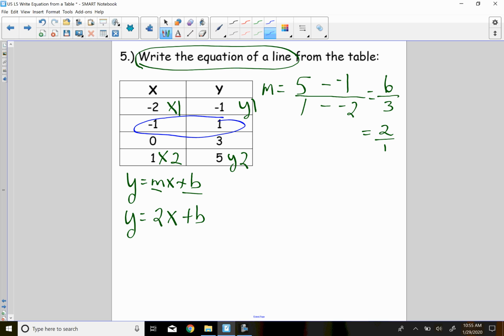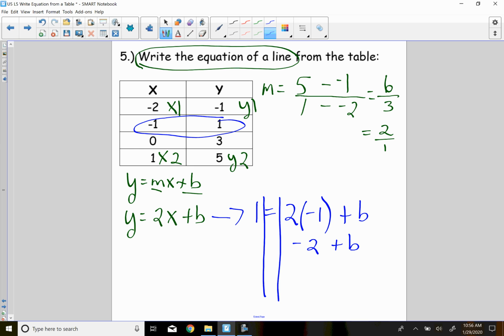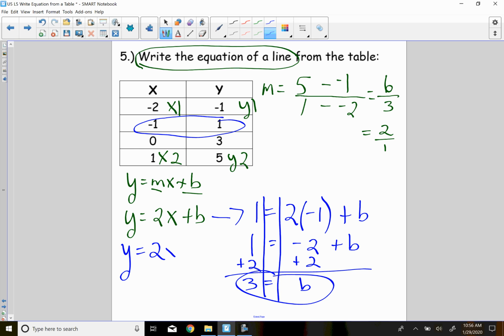See if you get a b value, and then unpause the video and we can see if we have the same answer. We should. So I'm going to plug in 1 for y. Slope is 2 times, we're going to plug in negative 1 for x, and then I can find my b value. So 2 times negative 1 is negative 2. I need to get rid of this negative 2 by doing the opposite and adding 2 to both sides. So b is worth 3. So my equation is y equals 2x plus 3.